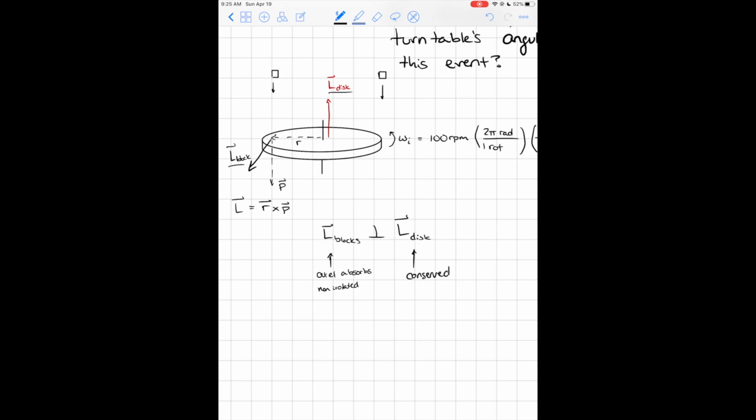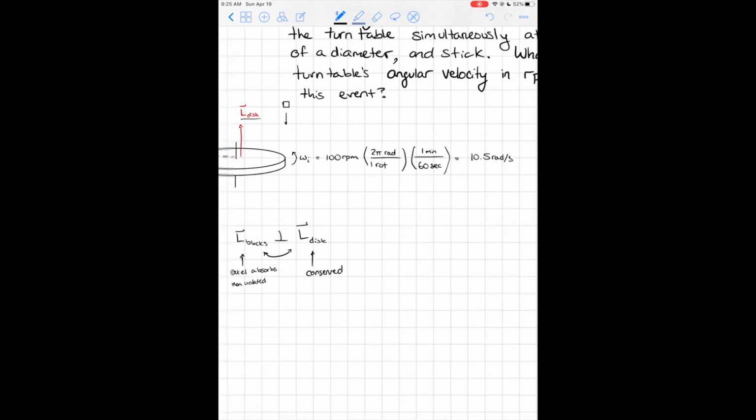The angular momentum of the disk has to be conserved because there are no external forces from the environment, right? Of course, I have these forces between the block and the disk, but those are equal and opposite. Those are interaction forces. So when we say that these two things are perpendicular, what we're saying is that they don't influence each other.